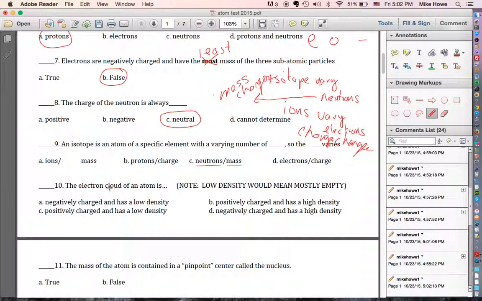Okay, the electron cloud. Electrons are negative, so you know the electron cloud is either A or D. It's got to be negative, it's not positive. So A or D are the answer. We've said a lot of times that the electron cloud is mostly empty. I gave an analogy with Busch Stadium. If this atom was as big as Busch Stadium, then all the mass is in the tennis ball at second base, and the rest of the atom is just empty. So we would say that it's negatively charged. If it's empty, it has a very low density.